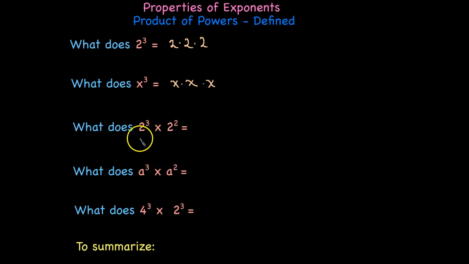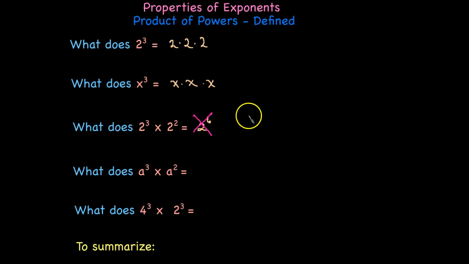Let's extend it even a little more. What does 2 to the third times 2 squared equal? A lot of people will want to say, oh, I see the times and I see these exponents, so I'm going to say 2 to the 6th power. Is this correct? Take a minute, think about that. You should say no. That is not correct. And that's because we need to apply the definition.